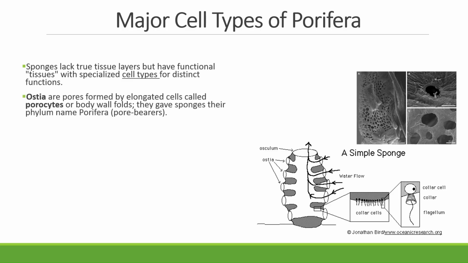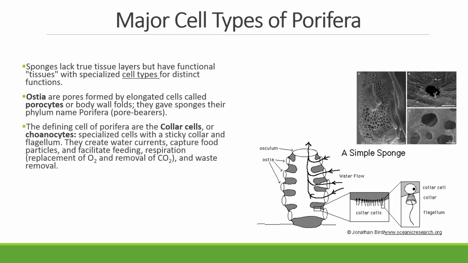So, water first enters the sponge through the ostia. These are pores that are created either by specialized cells known as porocytes that line the ostia pore, or by folds in the body itself. The name Porifera actually means pore bearers, and these ostia are what give the entire phylum its name.